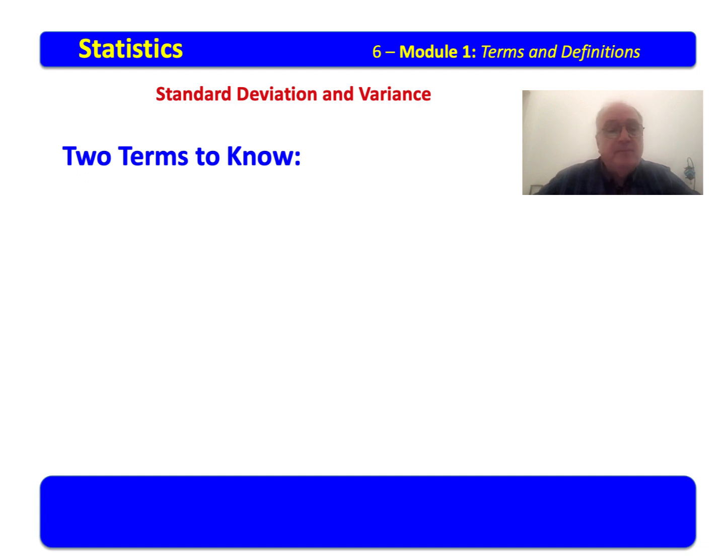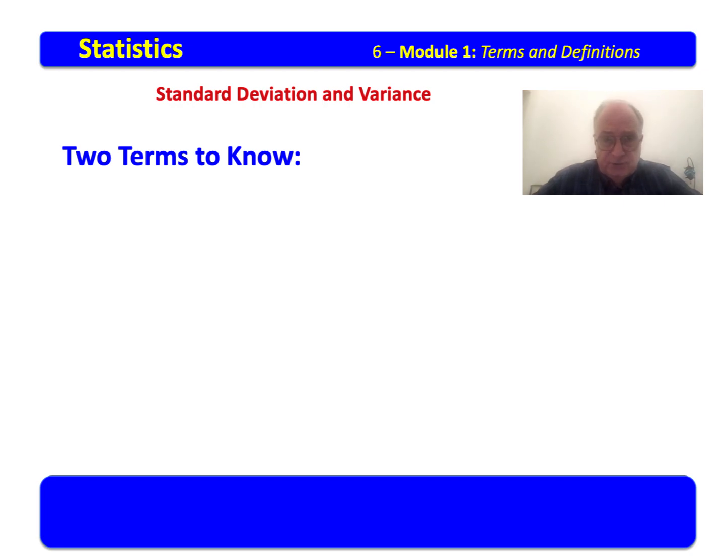Now, we have a population and we have a sample. So we have a population mean and we have a sample mean. The population mean is represented by the Greek letter mu. And the sample mean is represented by the letter X bar. So if you see an X bar, that refers to the sample mean. If you see mu, that refers to the population mean.